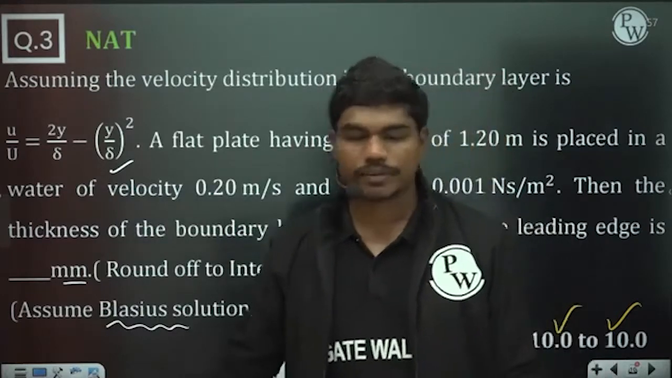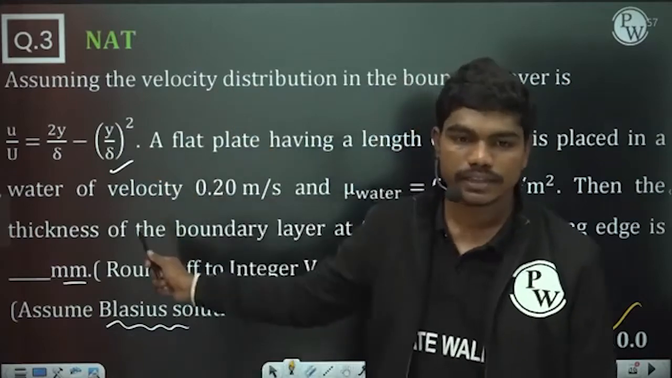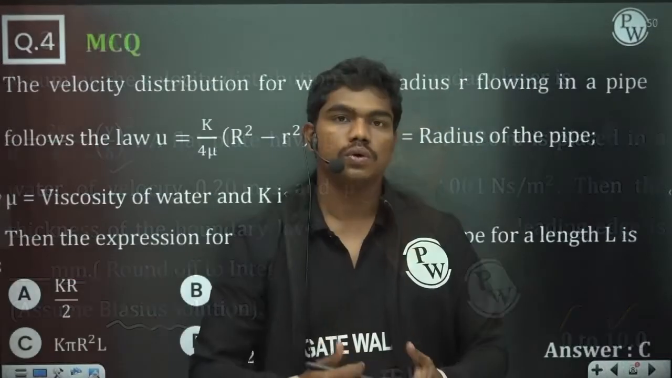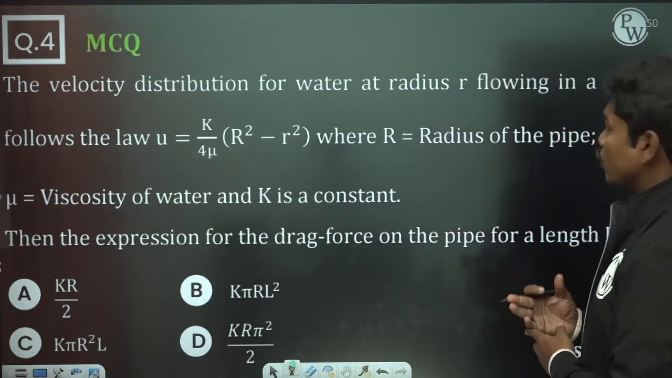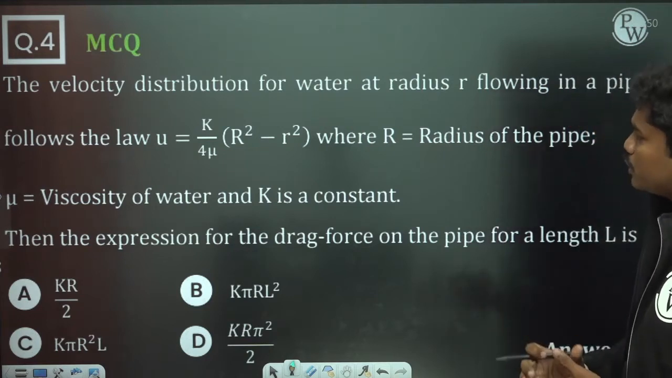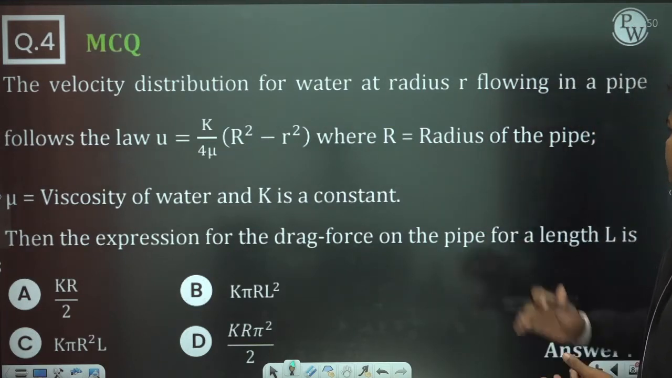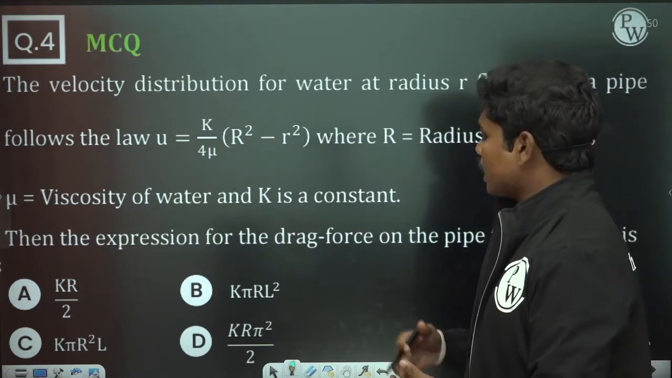Because without using this Blasius approximation, if you start doing it with the help of this velocity profile, then you'll get some different answer. Okay, so let us try to solve this question. The velocity distribution for water at a radius small r flowing in a pipe follows the law U is equal to some constant K divided by 4 mu times capital R square minus small r square, where of course capital R is the radius of the pipe, mu is the dynamic viscosity of water and K is a constant.